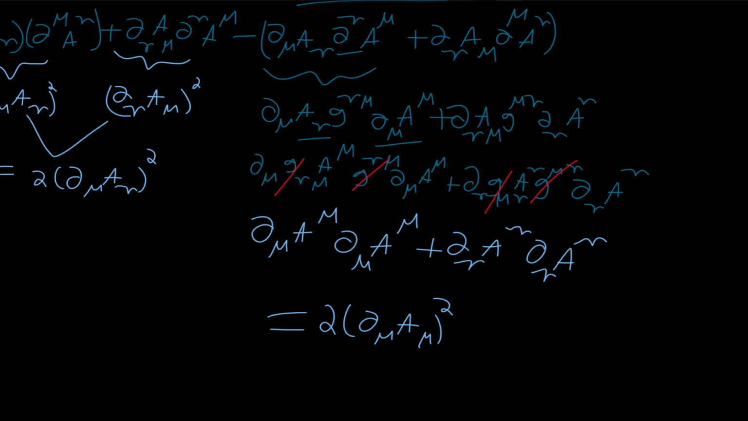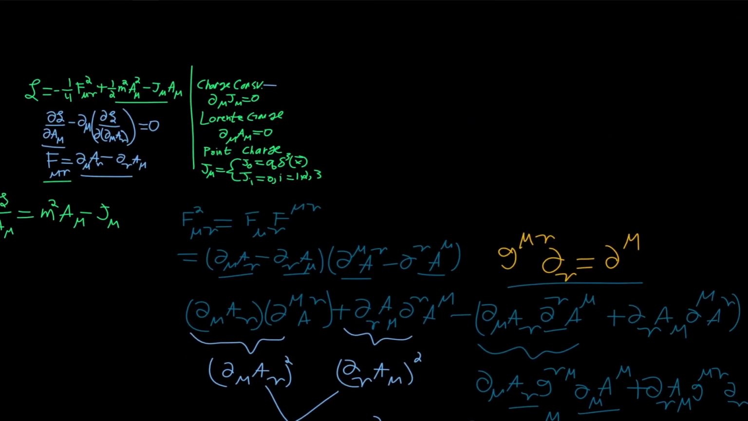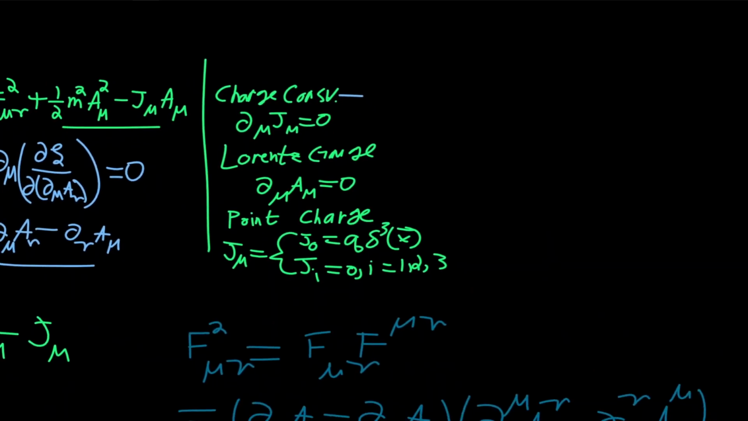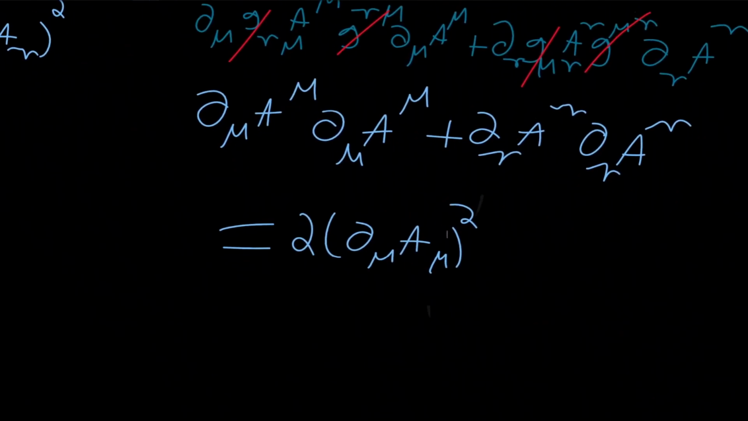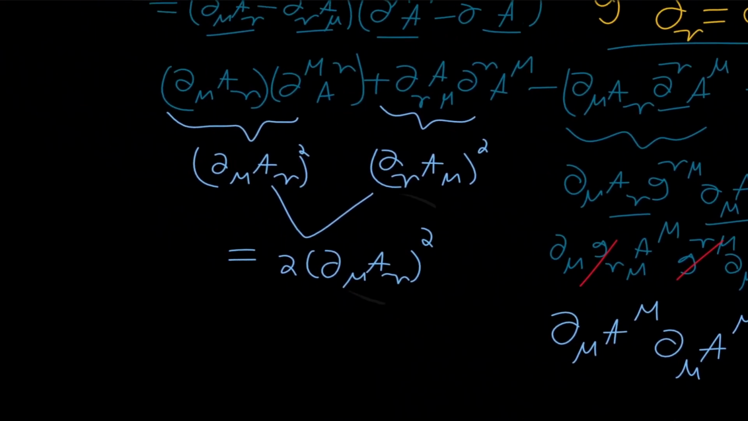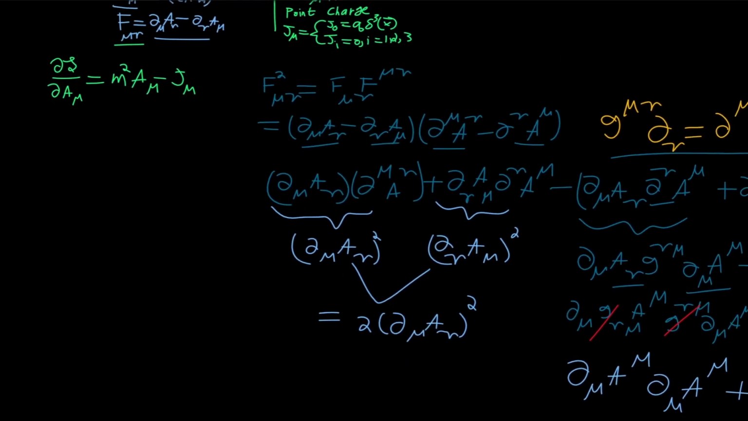But hold on. Let's go back to our assumptions right here. We're assuming the Lorentz gauge right here. So this partial mu a mu term can actually just be simplified to 0. So what we're left with in this entire thing is this term right here.